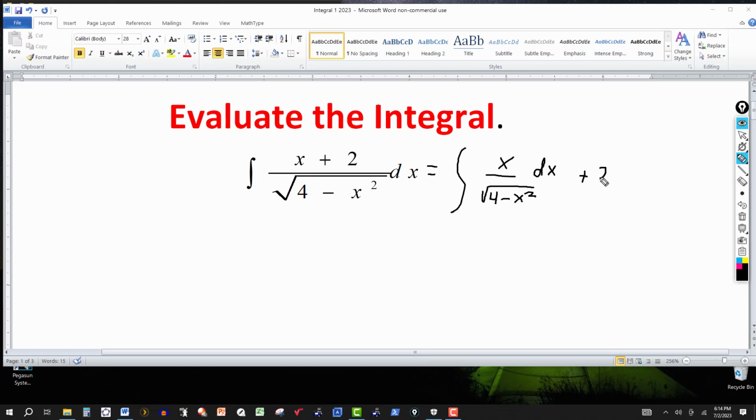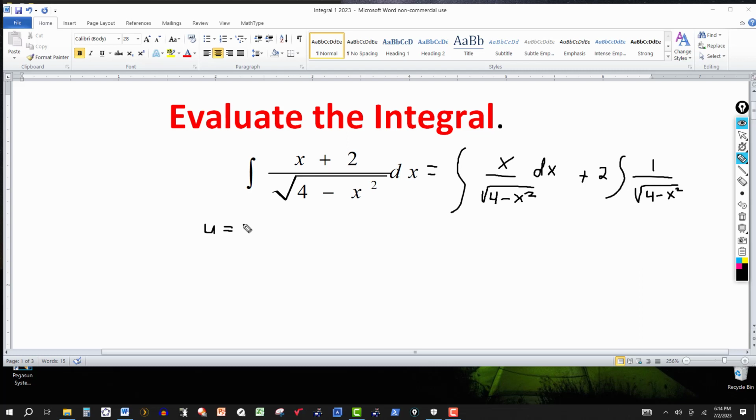and then it'll be plus 2 over the same radical. I'll go ahead and put the 2 out in front, outside the integral, and this will just be a 1, or dx if you want, over the square root of 4 minus x squared. And notice the radicand here, 4 minus x squared, the derivative is minus 2x. You have the x dx, so that tells me that I can use a standard u-substitution.